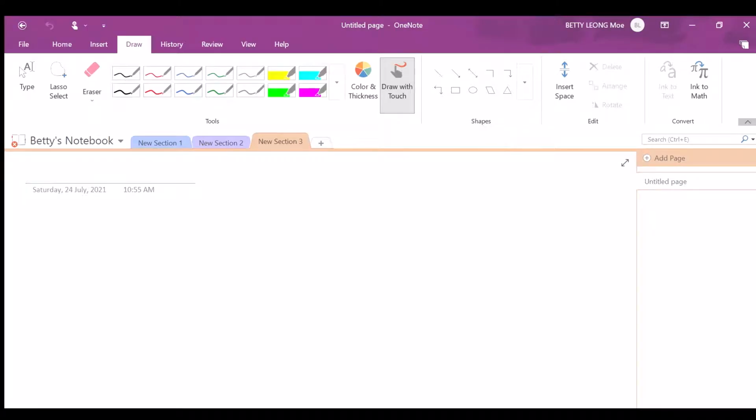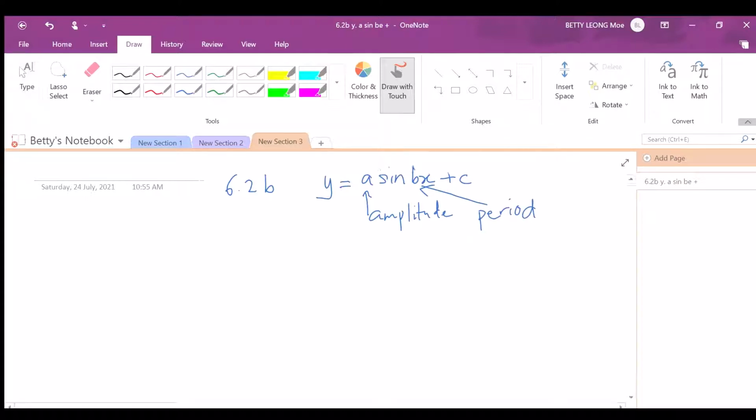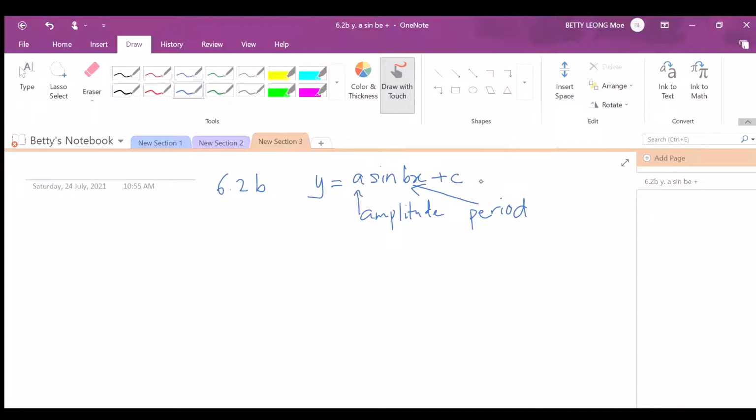We go to 6.2b, where now you will sketch a graph with this form, a sin bx plus c, and also for your cos and tangent. So your a is the amplitude, and then your b is your period. That means one complete cycle is your period, and then for your c, it is your y-intercept.